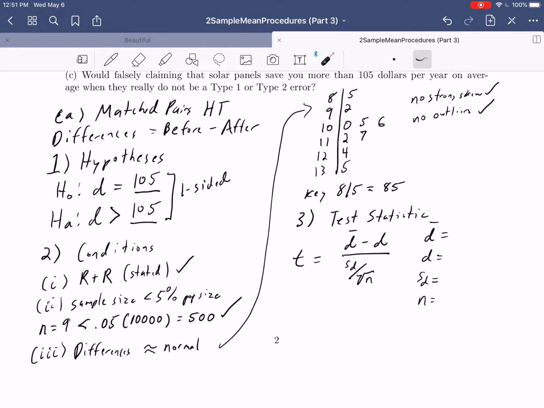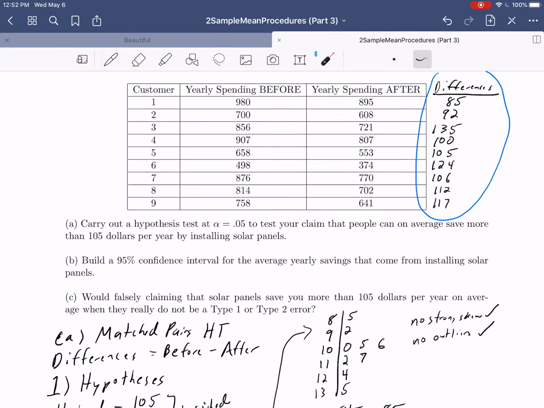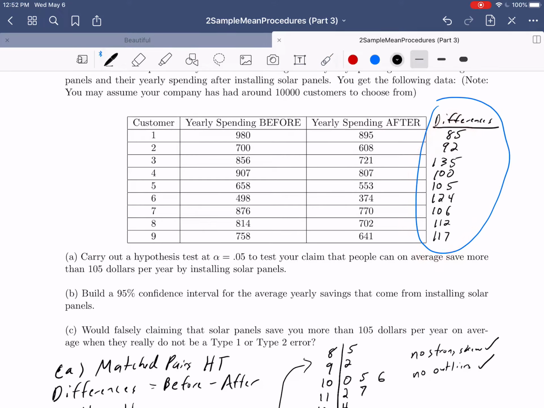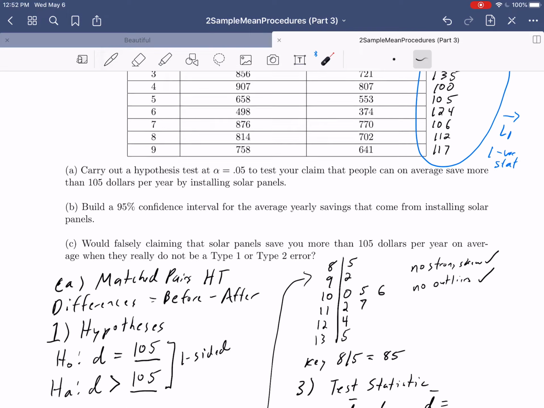If we think about these, some of these we've already mentioned. We mentioned n. We know that that's our sample size. That's 9. And we know d, that's the null hypothesis. That's going to be 105. D bar and sd just mean the average of the differences and the sample standard deviation of the differences. So we'll take this data set that we have here and put this into L1 and then use our 1-Var Stats. And if we do that, we can go ahead and get ourselves our mean and our standard deviation.